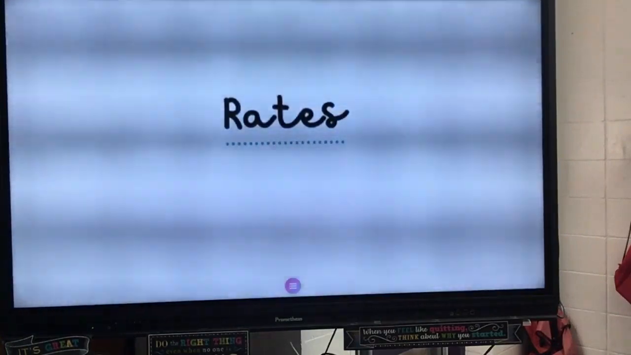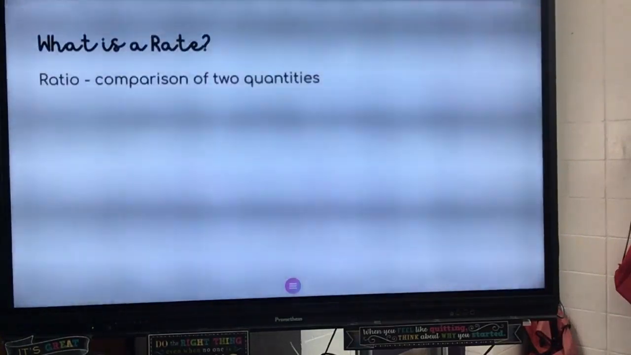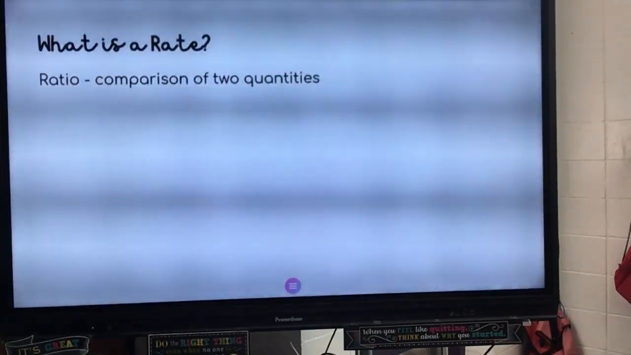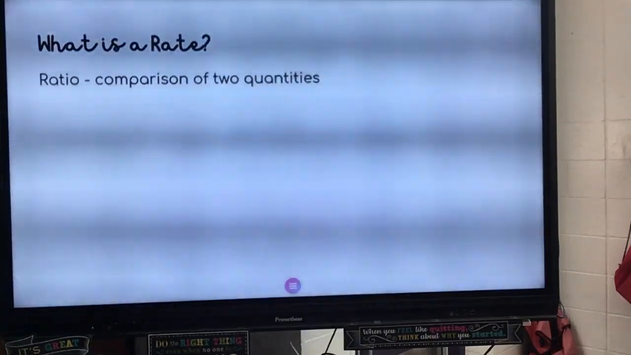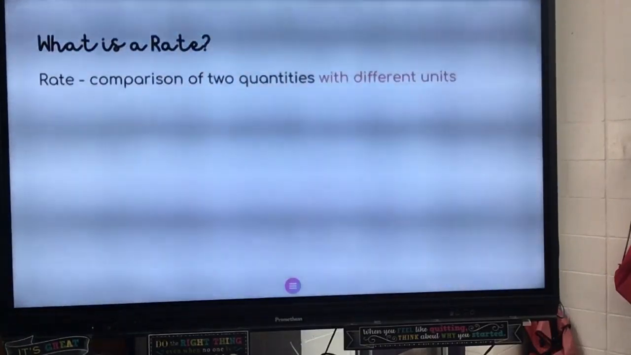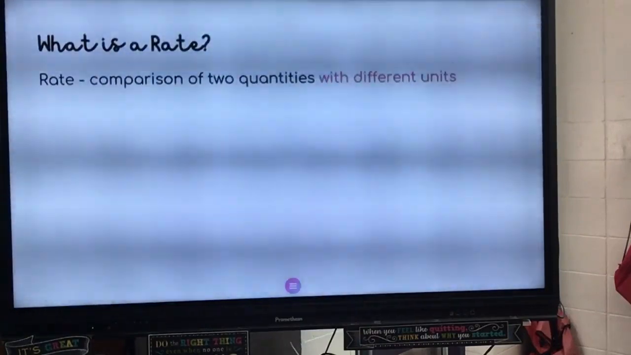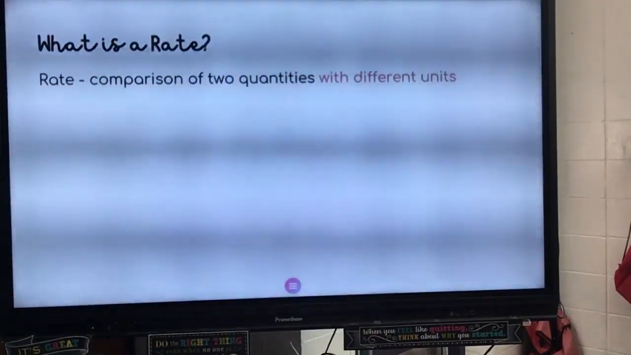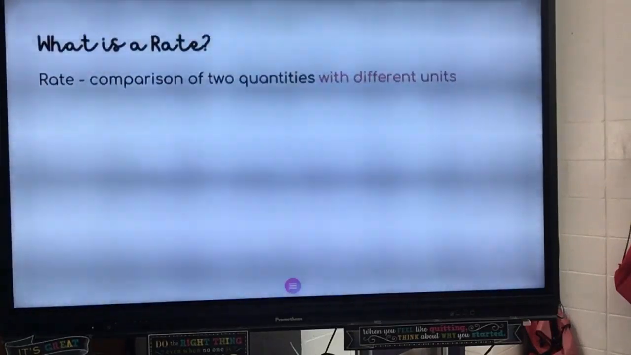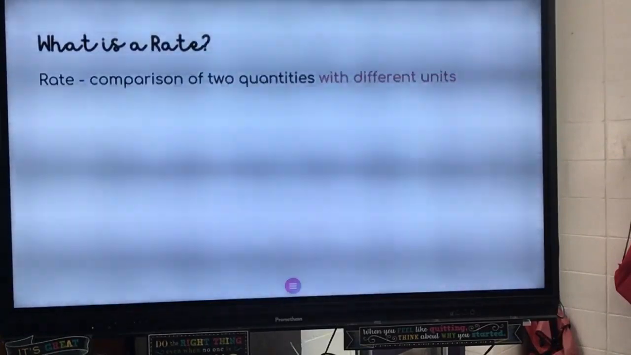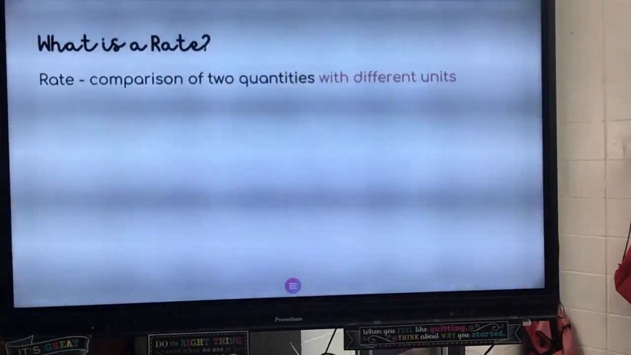So then, what are rates? Remember how a ratio is the comparison of two quantities? A rate is actually a specific type of ratio. A rate is also a comparison of two quantities, but with different units. So before we were comparing boys and girls, where the units of both numbers were people or humans, but with rates, the units of the numbers might be different.